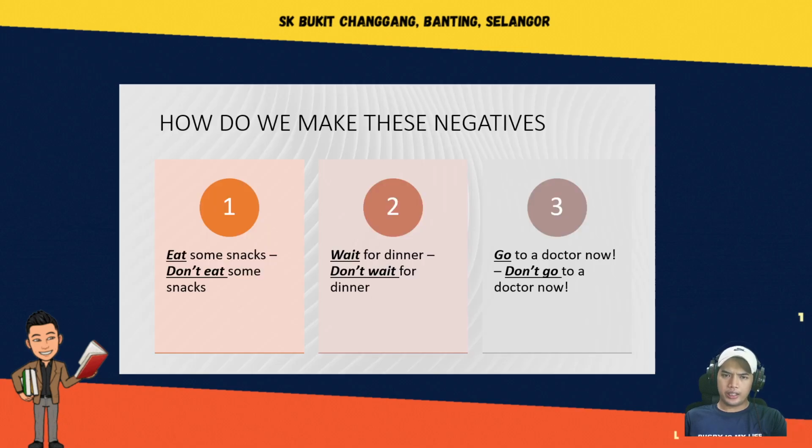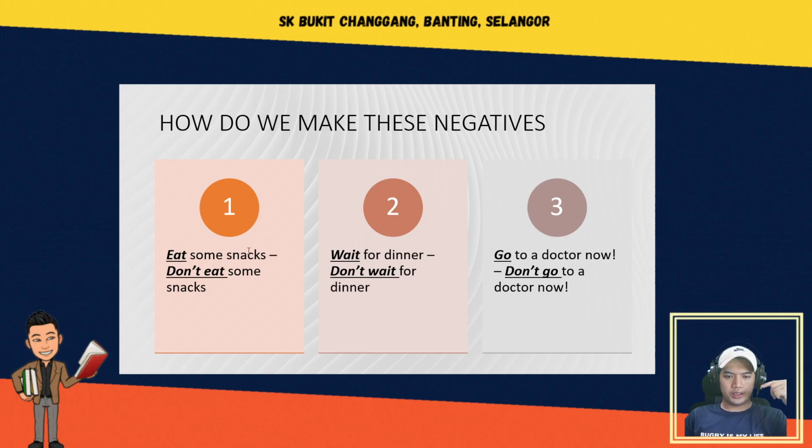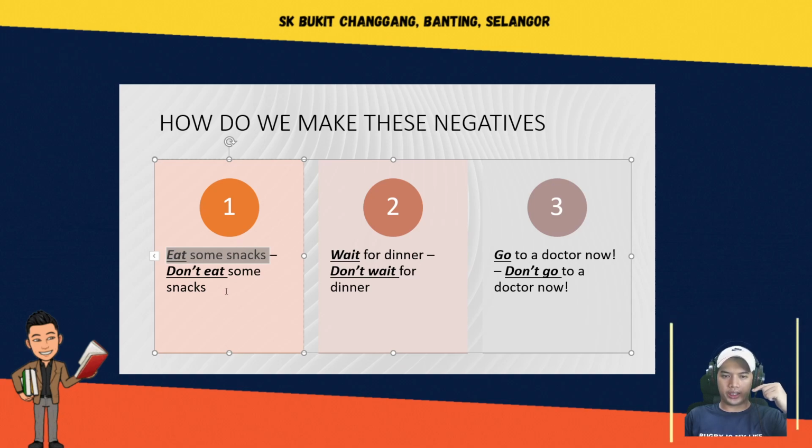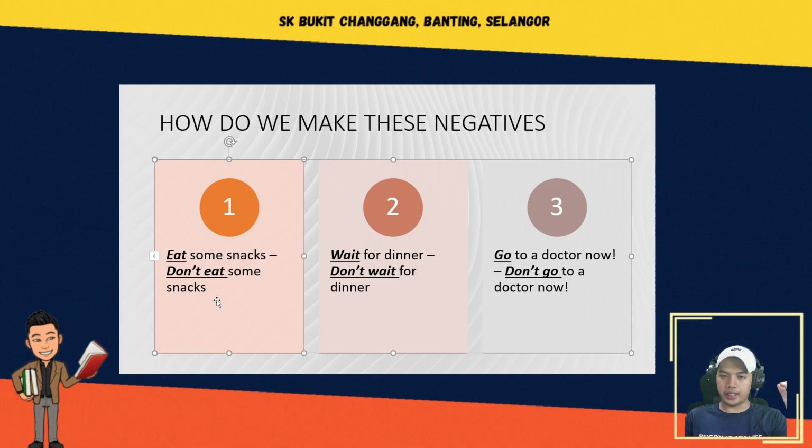Okay. Let's look at this one to make it more clear. Alright. The first one, eat some snacks. Okay, this one is positive. So if we want to change it to negative, we just add don't. We just add don't to make it negative imperative. For example, don't eat some snack.